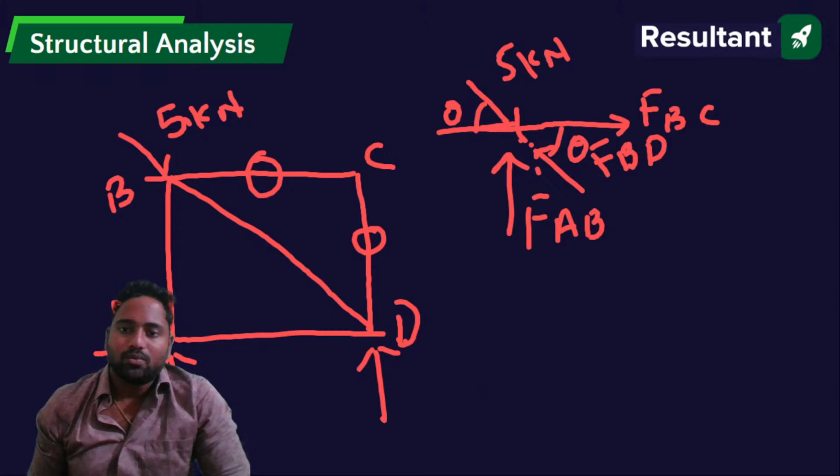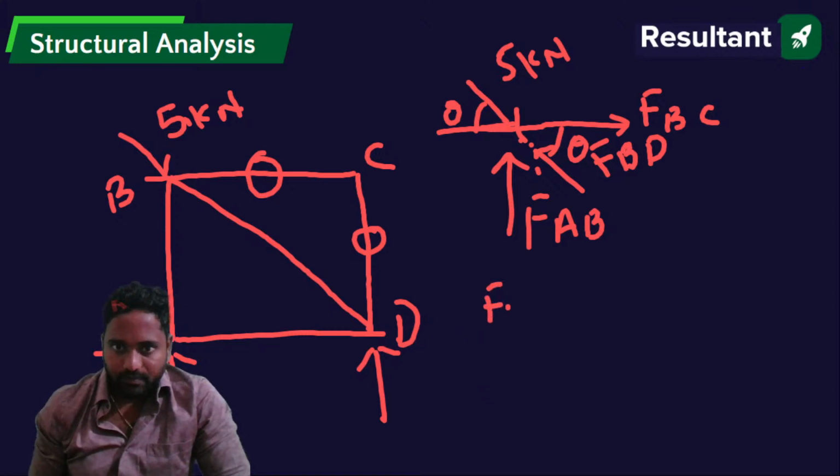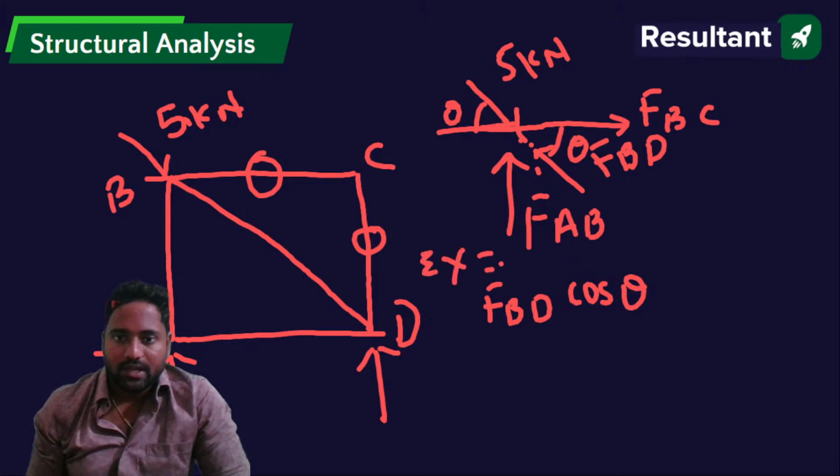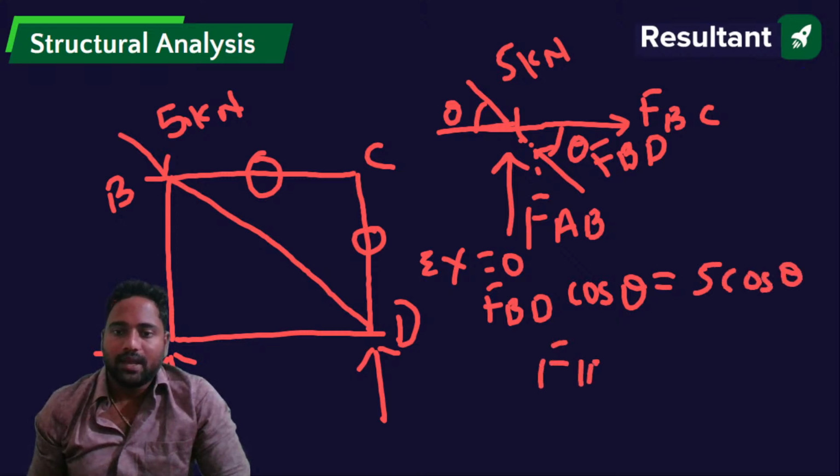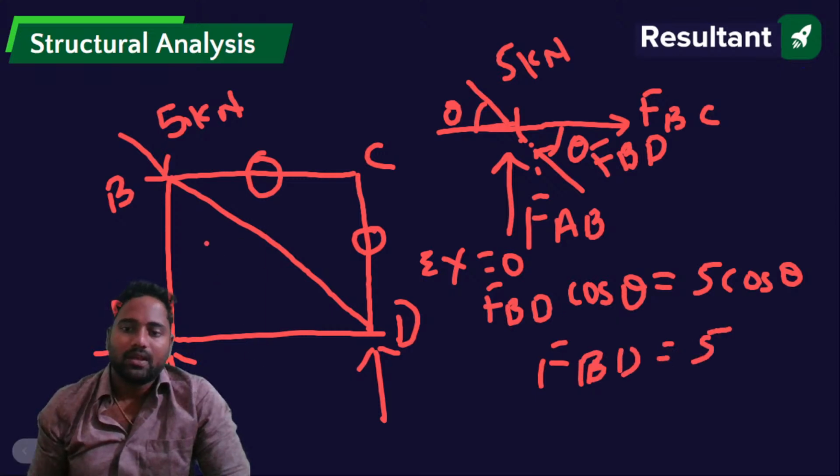So what I can write, FBD cos theta, if I take summation of forces in x direction equals to 0. That means I am taking forces in this direction equals to 0. FBD cos theta would be equal to 5 cos theta. So simply I'll get FBD equals 5 kilonewtons.